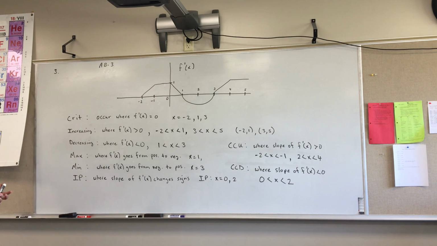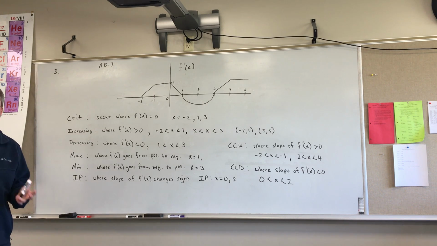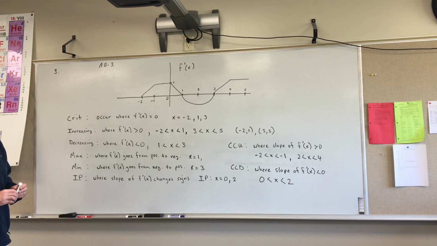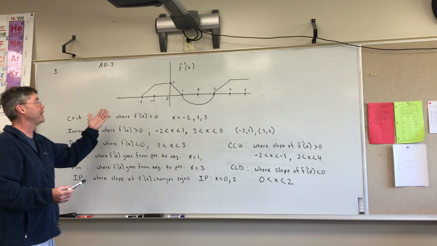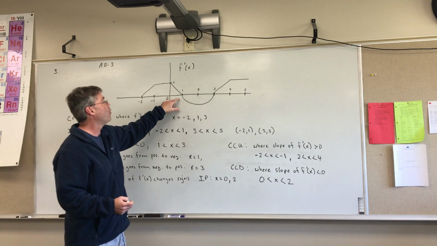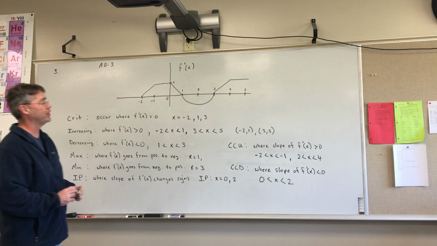I just want to talk through them here. So where are the critical points? Well, the critical points occur where f prime of x is equal to 0. Remember, we set the derivative equal to 0 to get the critical point. So if you're looking at a graph, you can find the critical points just by seeing where that graph is equal to 0. So that occurs at -2, at 1, and then again at 3. So there you've got your critical points.